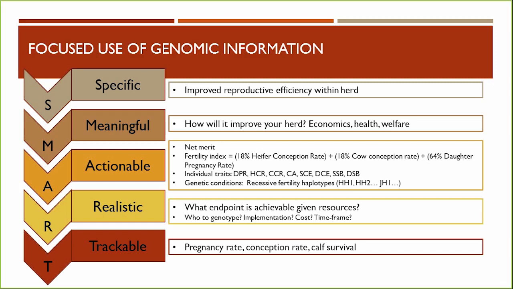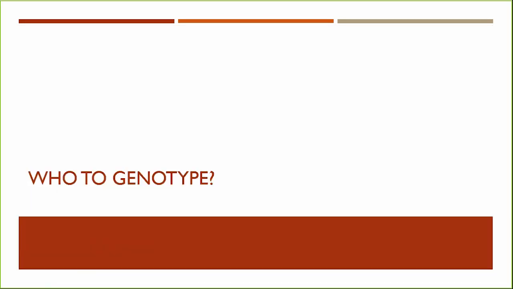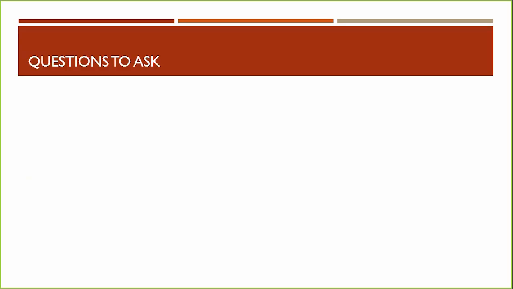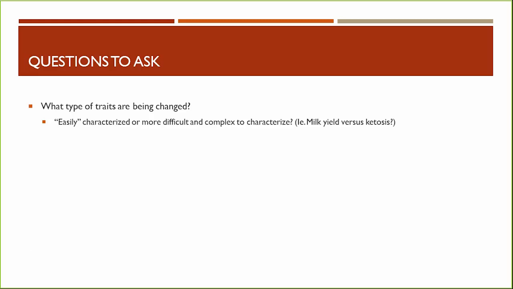So this brings us to the next phase of who do you actually genotype? You should start with a couple of questions that you ask yourself. Firstly, what type of traits do you want changed in your herd? Are these traits easily characterized, or are they more difficult and complex traits? So milk yield versus, say, ketosis. Milk yield, you're getting data on that every day on your farm. You can easily characterize it, and you can make your own decisions, without any genetic information, on who to keep and who to cull.